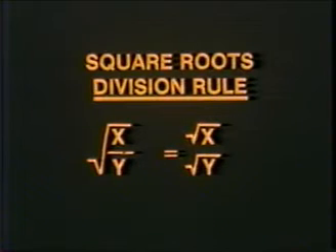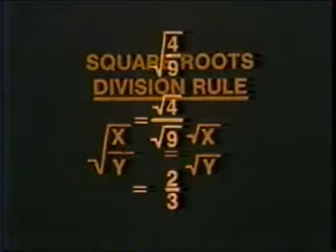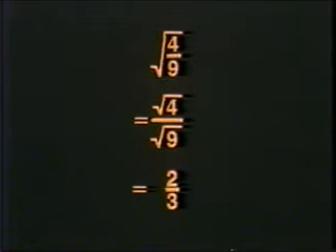Here's some more good news. We have the same sort of law for division. That makes it possible for us to take the square root of a fraction. With numbers, we do it like this. Since the square root of 4 is 2, and the square root of 9 is 3, our final answer is a simple 2/3. And once again, the same rule applies to algebraic expressions as well.